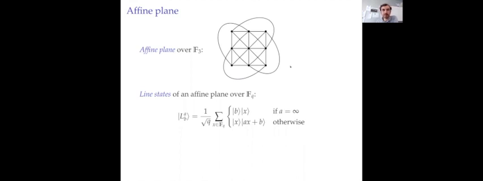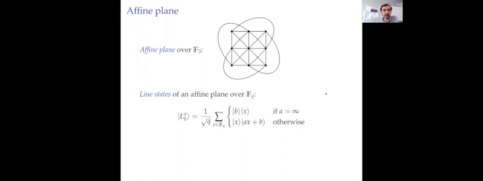The construction of these states: there's a special case when the lines are vertical. A will be the slope of the line and B will be the height, or where it starts. If A is infinity, these are vertical lines, so they are all the points where you fix the first coordinate x, and the second coordinate varies. For the other lines, you choose some x coordinate, and then you compute a x plus b, and that's your line. These are vectors in dimension q squared, and they encode the structure of this plane in a very natural way.